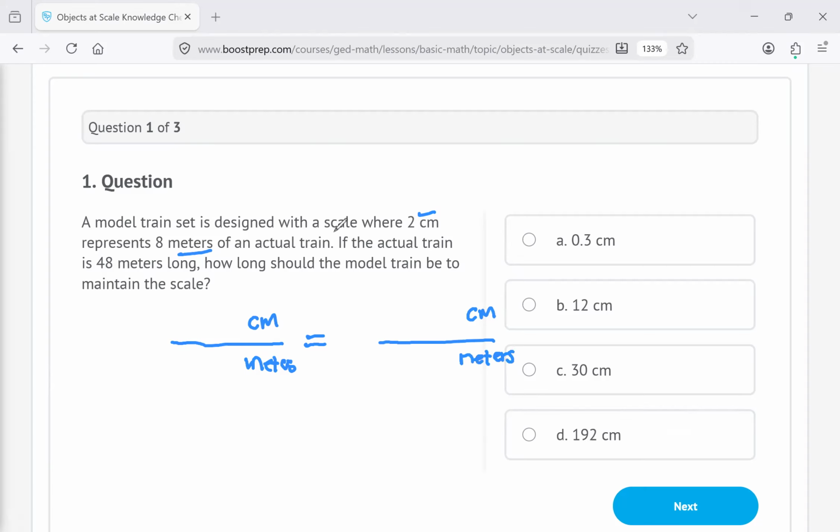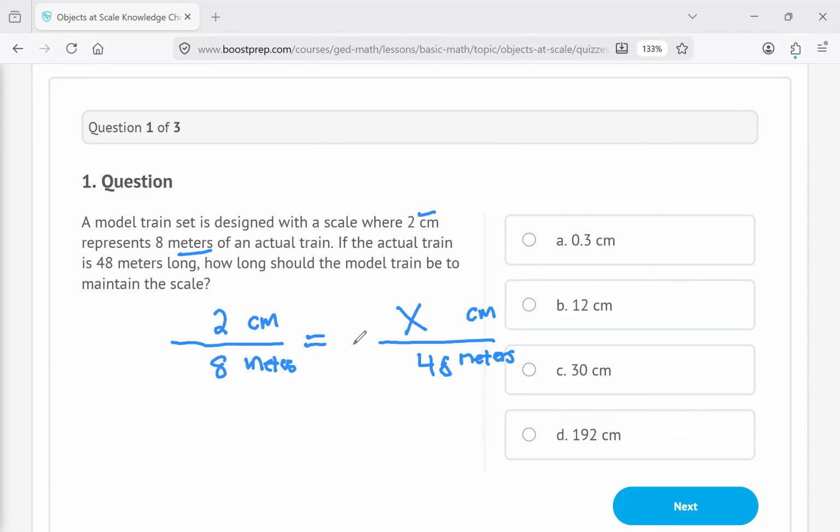So let's figure out what we put in it. It says a model train is designed with a scale where 2 centimeters, so put 2 here, represents 8 meters, so you can put 8 here. If the actual train is 48 meters, over here you're going to put 48. How long should the model train be to maintain the scale? That means our unknown is the centimeters, so that's going to be our x.